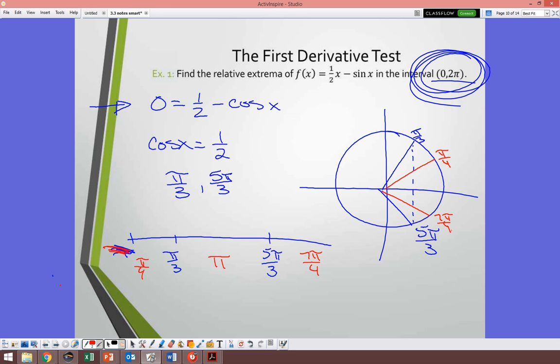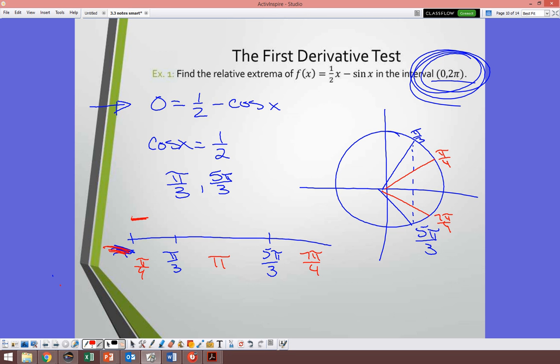Okay, so now for this one right here. At pi over 4, what is my answer? It's 1/2 minus rad 2 over 2. Which one's bigger, 1/2 or rad 2 over 2? Rad 2 over 2 is actually going to be bigger, so it's going to be negative. So this interval right here is negative.